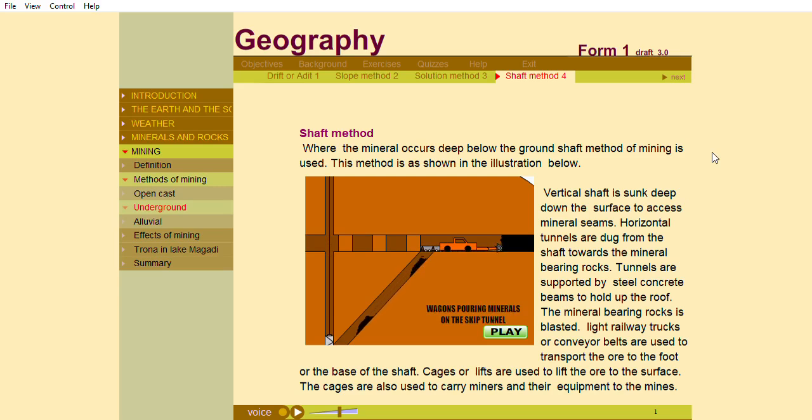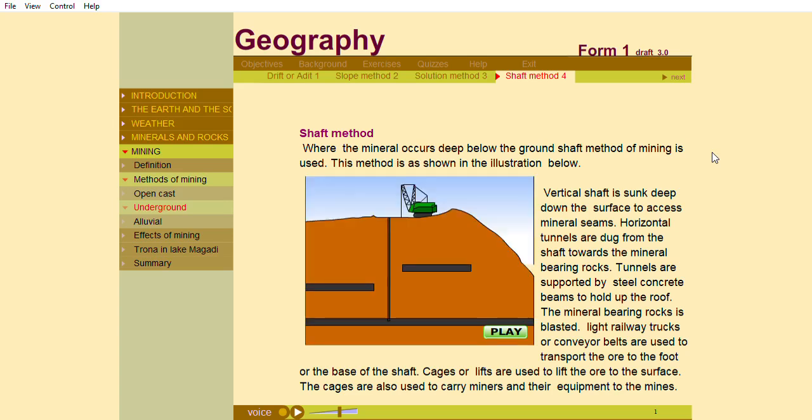Light railway tracks or conveyor belts are used to transport the ore to the foot or the base of the shaft. Cages or lifts are used to lift the ore to the surface. The cages are also used to carry miners and their equipment to the mines.